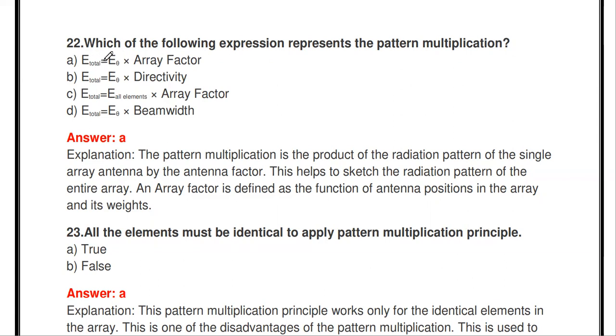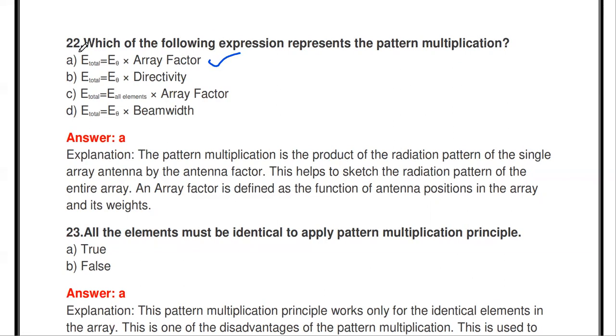E total equal to E theta into array factor. The total field is nothing but the field of an individual single element in the array multiplied by the array factor. Okay, so this is nothing but the pattern multiplication expression.